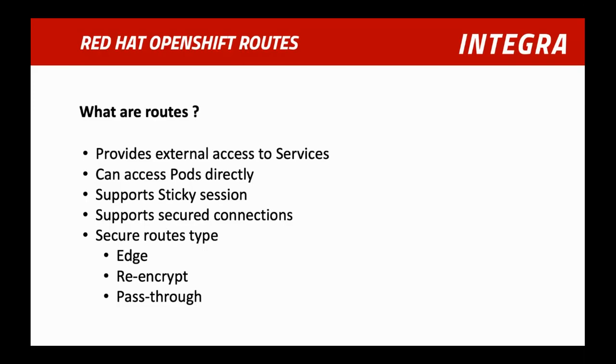OpenShift routers allow you to expose your application to external networks. With routers, you can access your application with a unique hostname that is publicly accessible. Routers rely on a router plugin to redirect the traffic from the public IP to the pods. This direct access to the pod allows routers to be much more feature rich compared to the Kubernetes ingress.